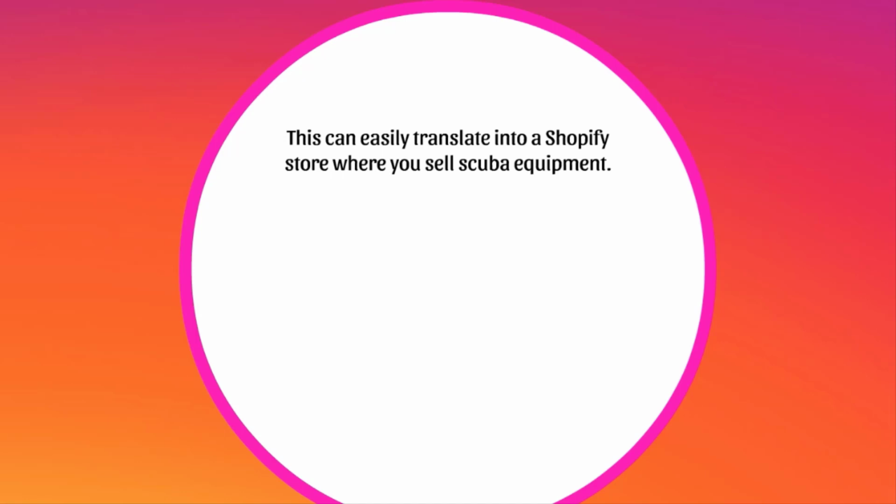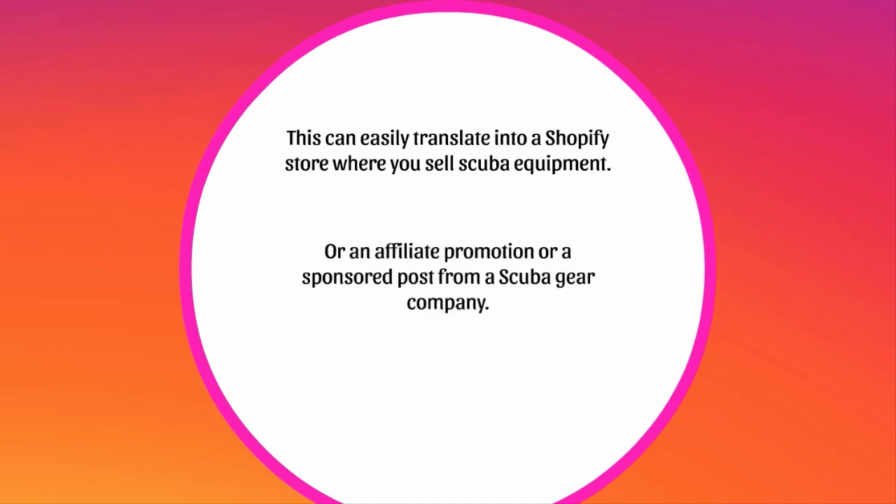You get to indirectly sell, because at the end of the day, people are going to want what you have. They feel, okay, if I have the same tools or equipment that you have as a scuba diver, or as whatever you're trying to do, as a lifestyle or brand, they're more likely to buy it, right? So it can be a Shopify store, it can be an affiliate promotion, it can be a sponsored post from a scuba gear company, which we'll talk more about later down the road. But before you can do all of that, you need to have a brand. You need to have the ability to create a lifestyle, right?